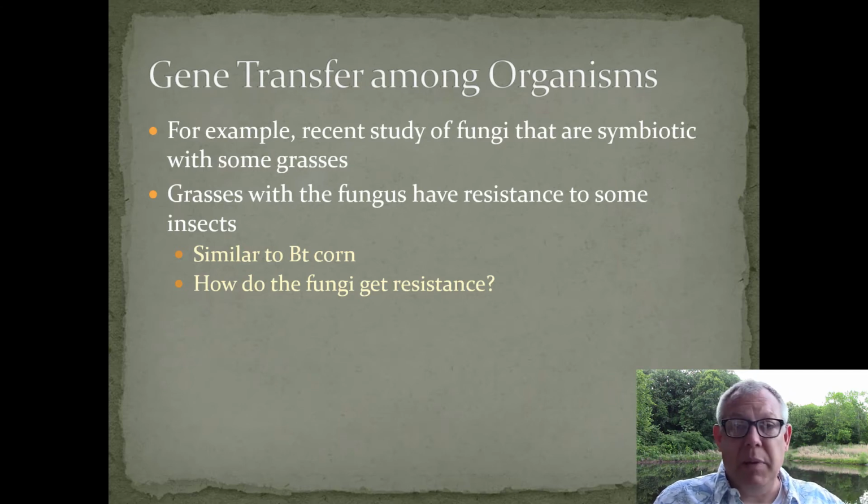And so this is like that BT corn. Something gets produced, and so then the insects, when they feed on the grass, they ingest that protein, and the protein kills them. And so the grass gets resistance from the fungus. You have the same species of grass that's not infected by the fungus, and it doesn't get the insect resistance. Okay, so the fungi have this resistance. Well, how did they get that resistance? So we look at the DNA.